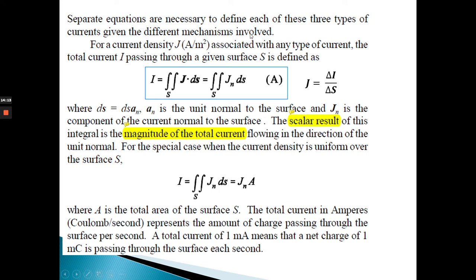I have given some description here, but there is no need to go through it if you don't want to, though for your understanding I would recommend you go through it. If we integrate this, we get I equal to J dot A, where J is the density of the current and A is the cross section or the surface of the material. By multiplying these two we get I.